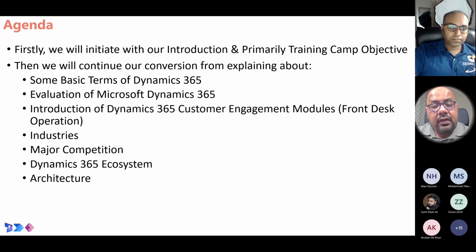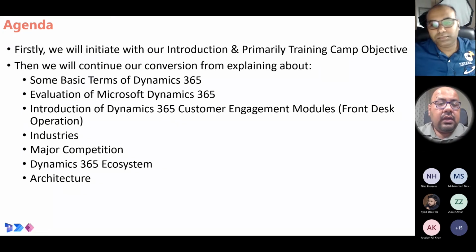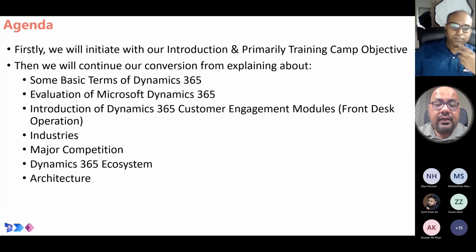Along with it, we will also look into the major competition: what type of competition and what products are in the market, and how Microsoft is competing with those major stakeholders. And we will talk about the Dynamics 365 ecosystem and the architecture. So these are all the training points that we are going to cover in today's session.